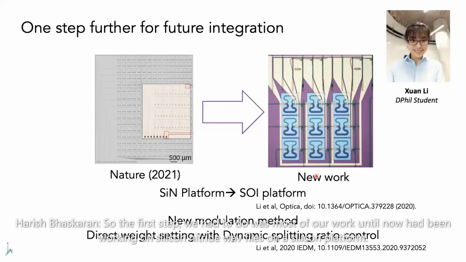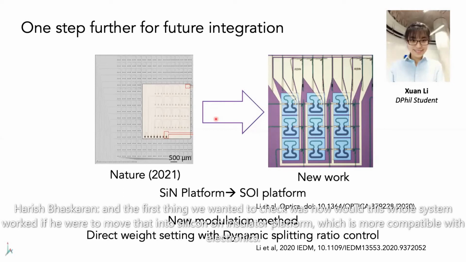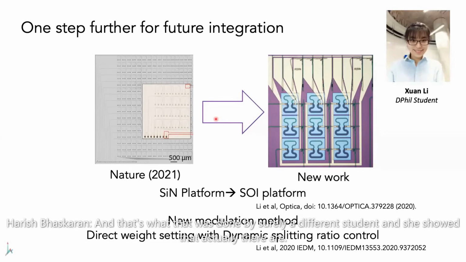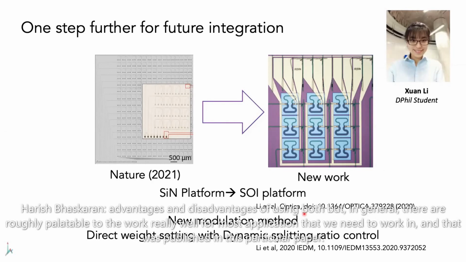So the first step we had to do was, most of our work until now had been working on silicon nitride waveguides on a silicon platform. And the first thing we wanted to check was how would this whole system work if we were to move that into a silicon on insulator platform, which is more compatible with electronics. And that's work that was done by Xuan Li, a DPhil student, and she showed that actually there are advantages and disadvantages of using both, but in general, they're roughly parallel. Both of them work really well for most applications that we need to work in, and that was published in this particular paper.